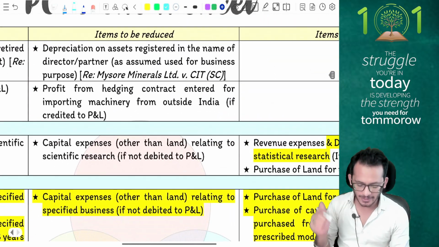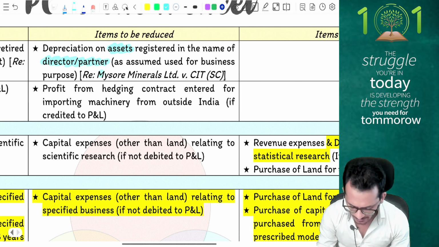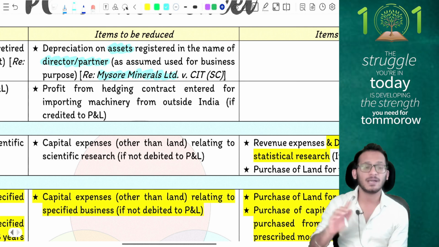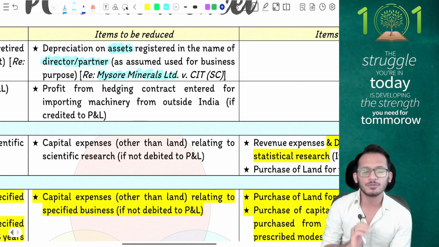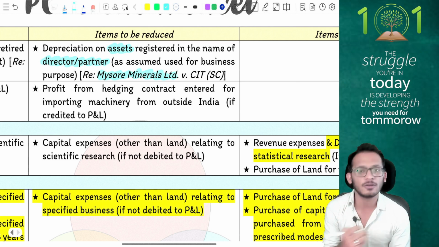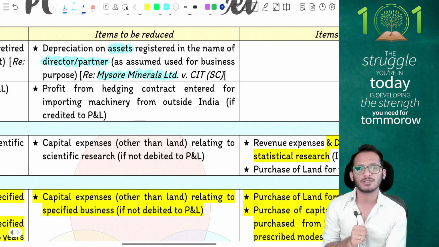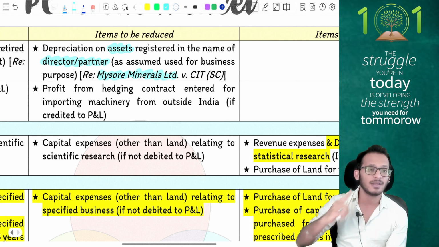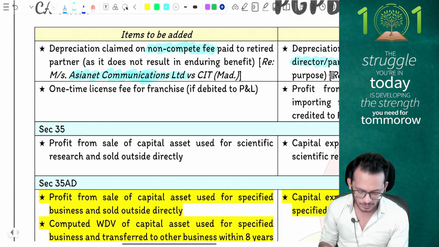Then comes items to be reduced. Any kind of depreciation on assets which is registered in the name of directors or partners. Yes, this was a case law of ICDS Limited and Mysore Minerals, where this case law basically clarified that just because you've bought the asset in the name of your director or your partner does not absolve the fact that this asset is used for the purpose of business. It can still be used for the purpose of business. It is only for the purpose of legal orientations that you're registering in the name of directors and partners, and therefore it is still eligible for deduction as a depreciation. The business can still claim depreciation on these assets even if it is registered in the name of directors or partners. Adjustment is permitted.